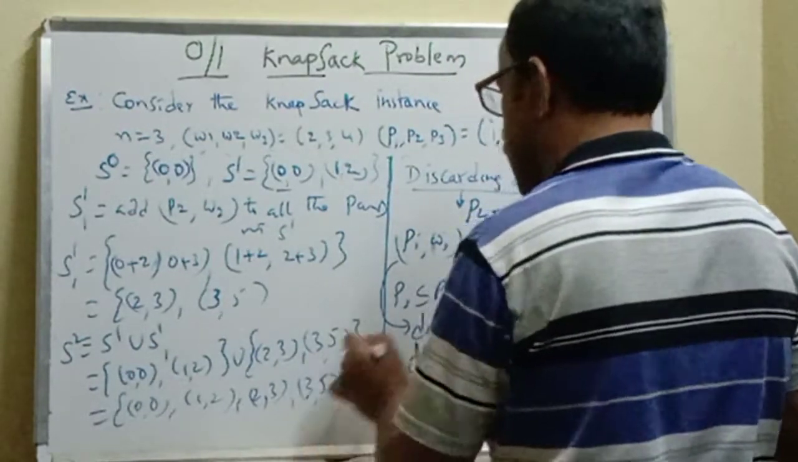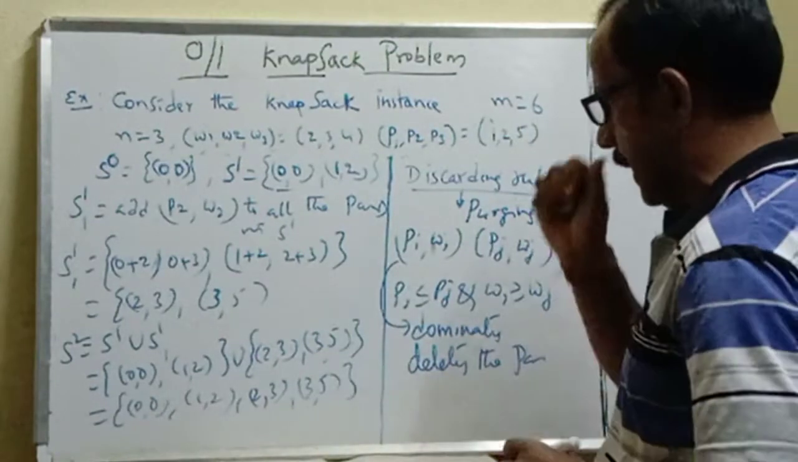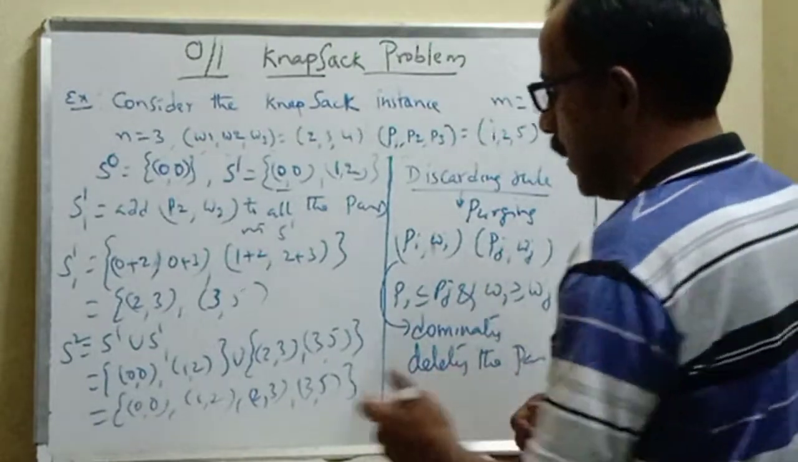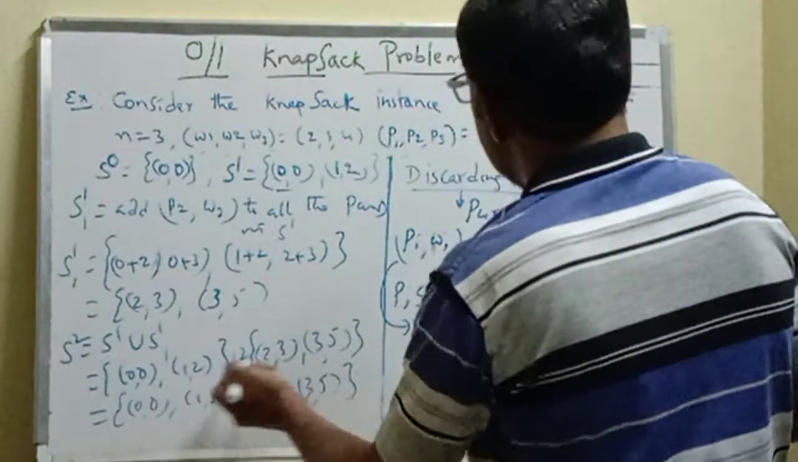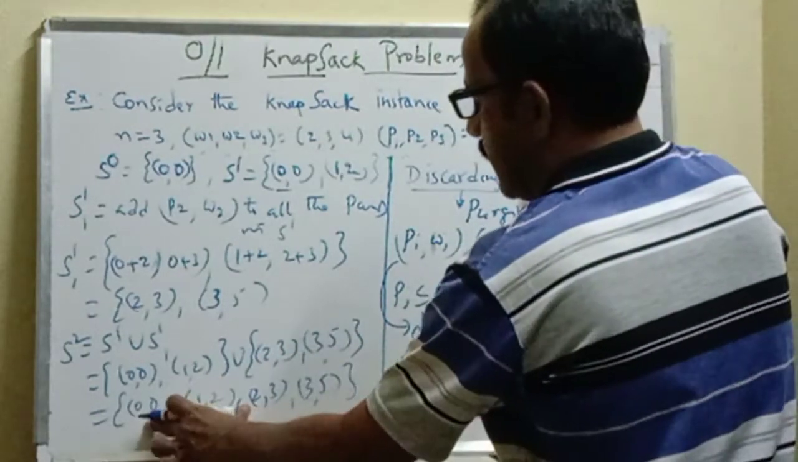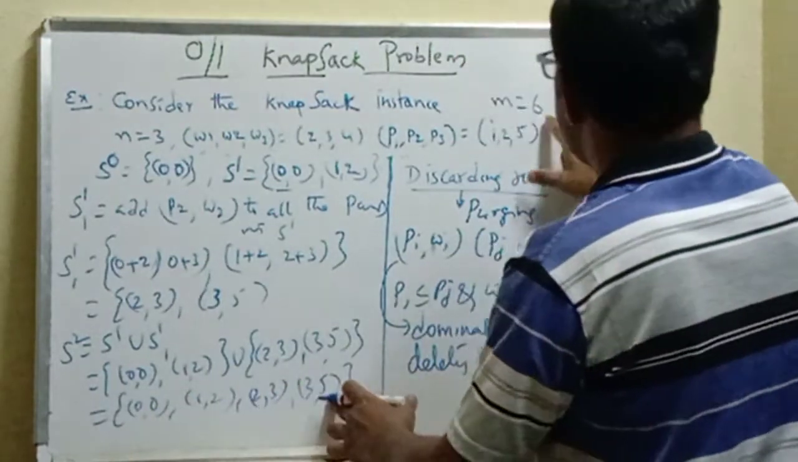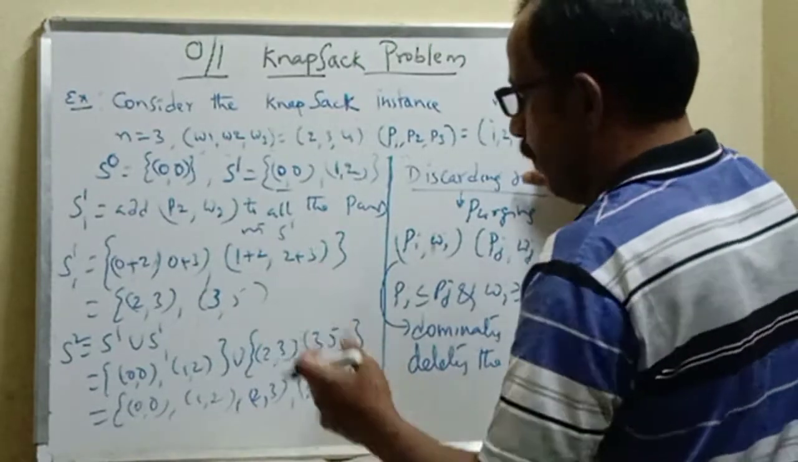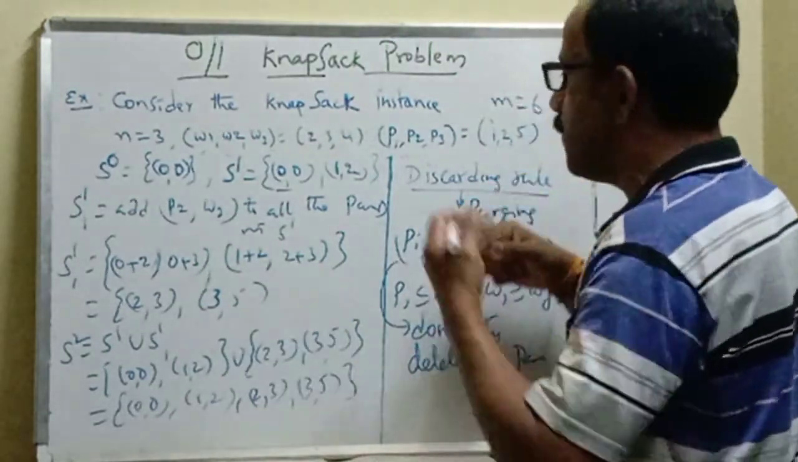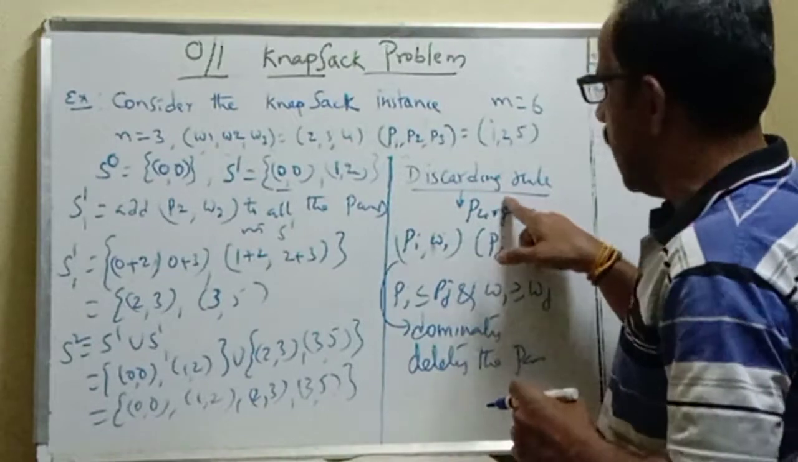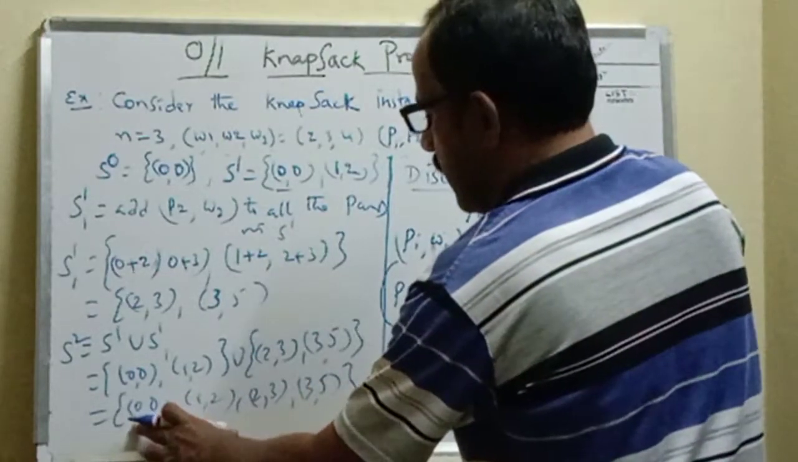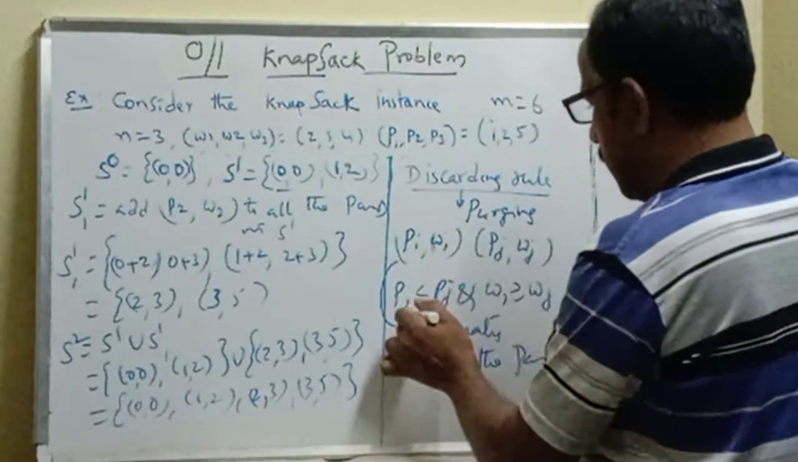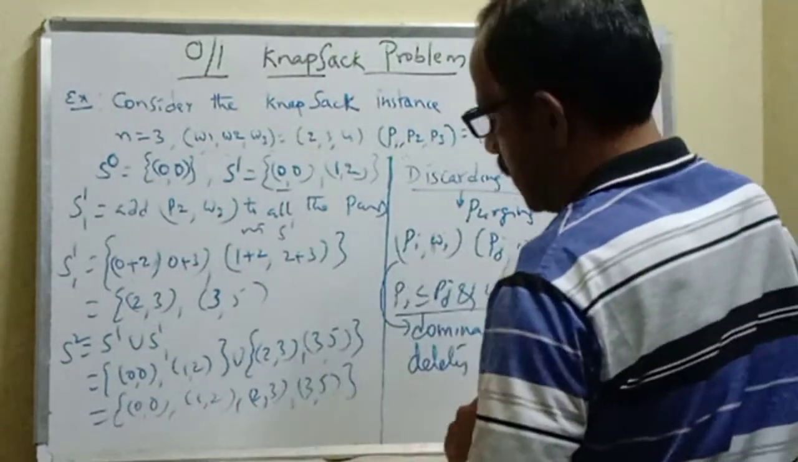After constructing a set, again apply the discarding rule and the direct discarding rule. If any pair weight is greater than 6, no, because these are 0, 2, 3, 5. All the second items in each pair are less than 6, so no pair is going to be deleted according to the direct approach. Then the second one is the discarding rule. Compare each and every pair with all other pairs in the set, and if this particular condition is true, then immediately remove such pairs.